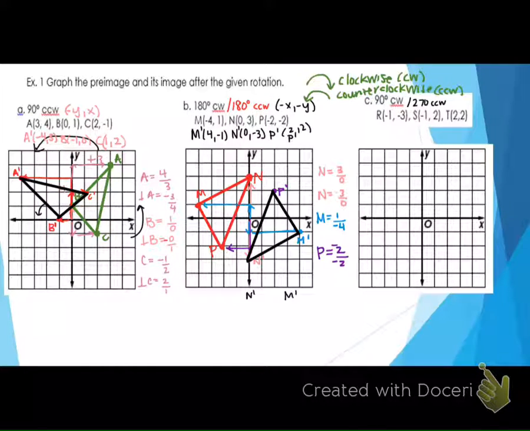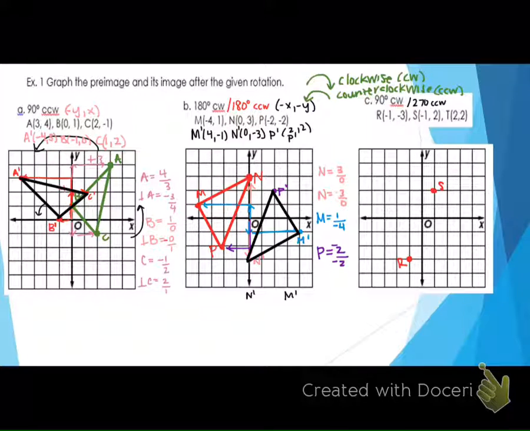Okay, now 90 degrees counterclockwise or 270 degrees, 90 degrees clockwise or 270 degrees counterclockwise. So go ahead and plot those points. I put that in the wrong spot.